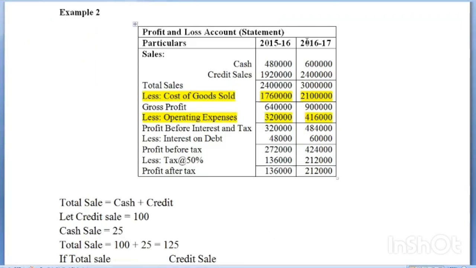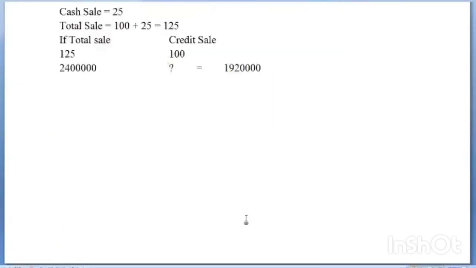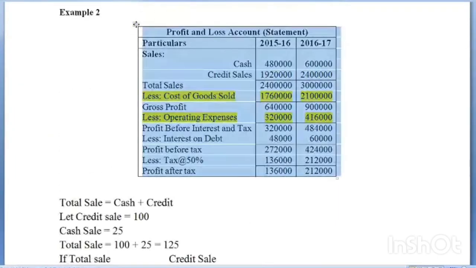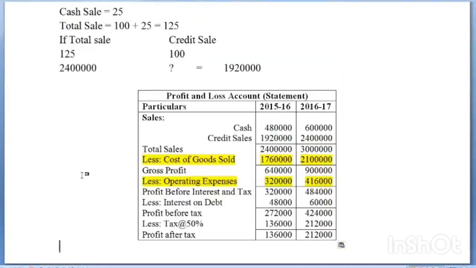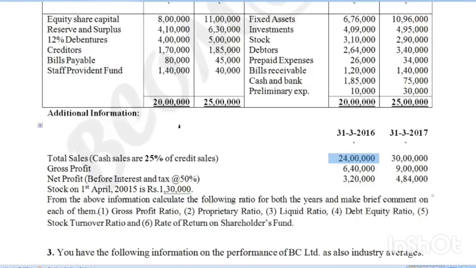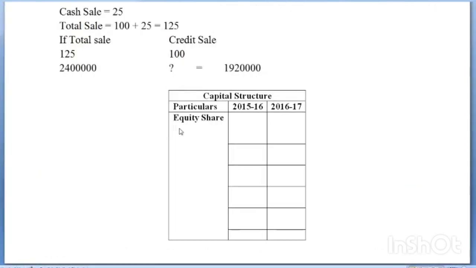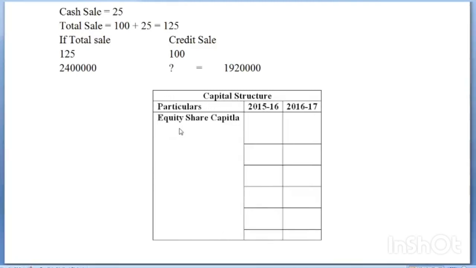Now one more calculation is required, and that is the capital structure. The same kind of statement we prepare. Blank statement. The capital structure starts with the equity share capital. So what is equity share capital? We have 8 lakh and 11 lakh.